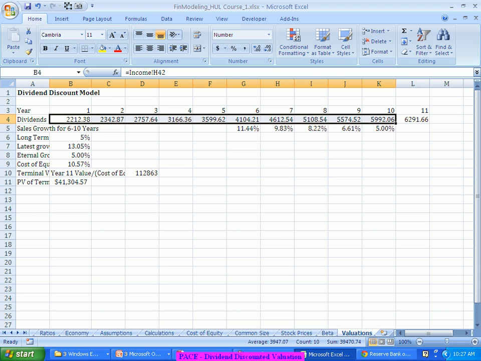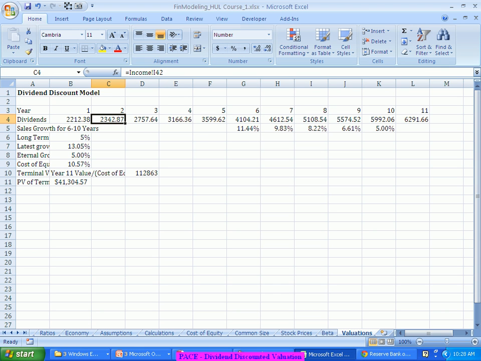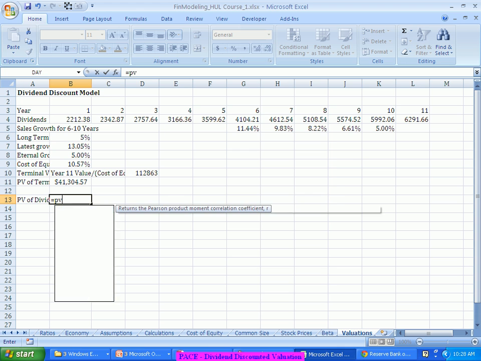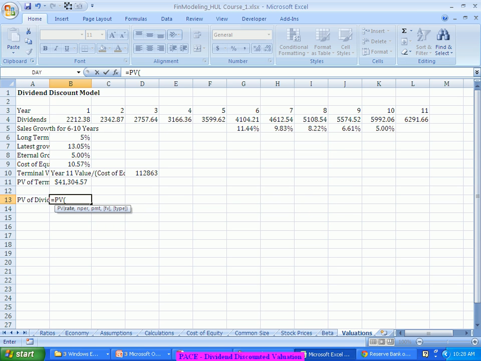So what I can very well do is find the present value of each of these dividends. This is the dividend after 1 year. This is the dividend after 2 years. What is today's value of that? This is the dividend after 3 years. What is today's value of that? So that's where I am calling it the PV of dividends. For each one, I will use a PV formula where the rate I'll still take as 10.57%. But here the number of periods is only 1 year, for this 2,212, it's only 1 year.